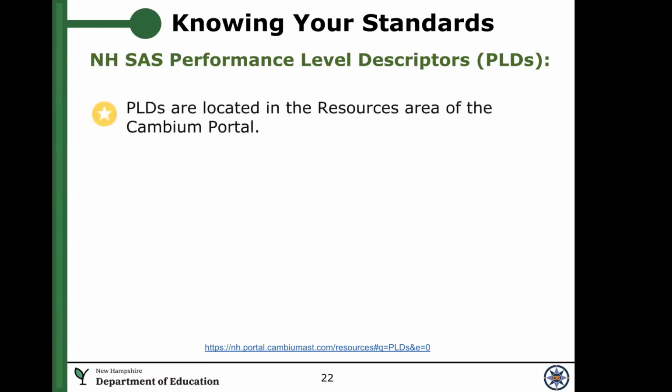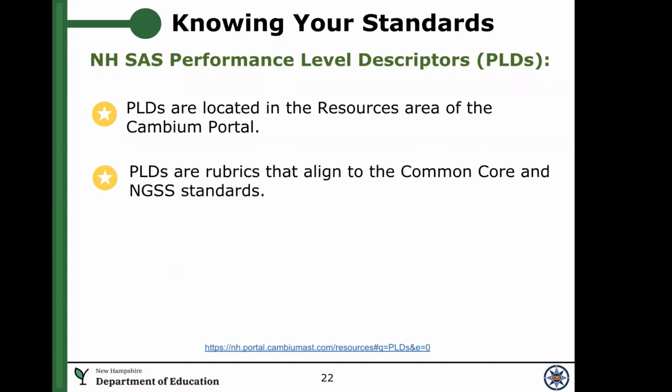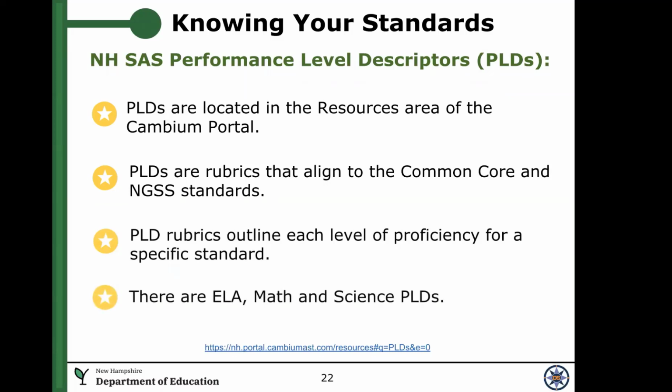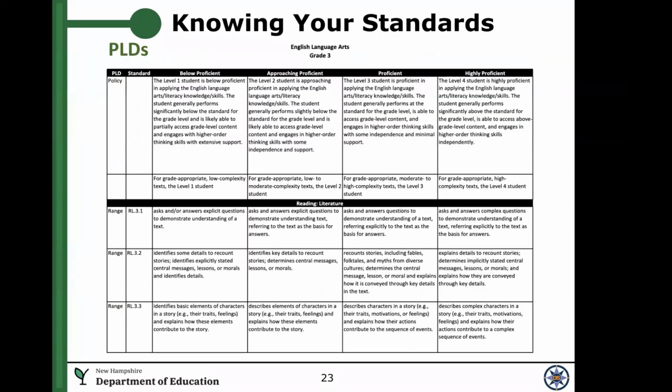These happen to be resources that are on the Cambium portal. They are on the Cambium website. They're rubrics that align with Common Core and NGSS standards. They are also aligned with a level of proficiency for each specific standard, and they are for ELA, math, and again, science. What I'm going to show you are the New Hampshire SAS PLDs, but there are also other sites that have performance level descriptors that are similar. So I just want to show you what these look like.